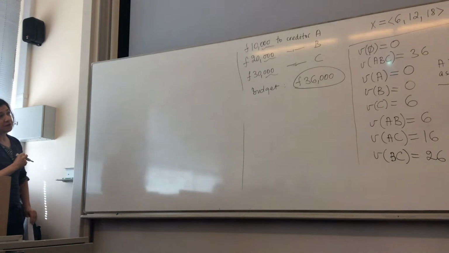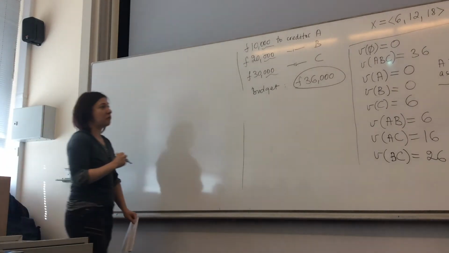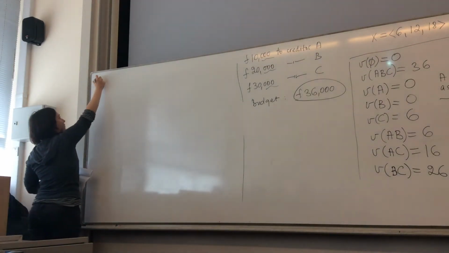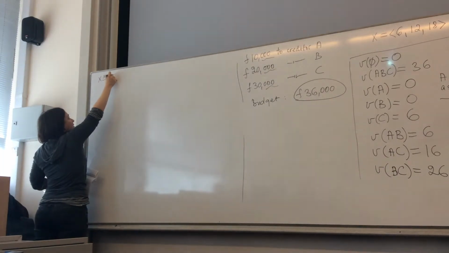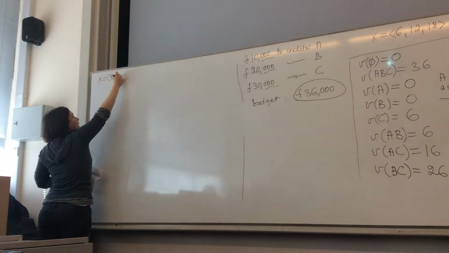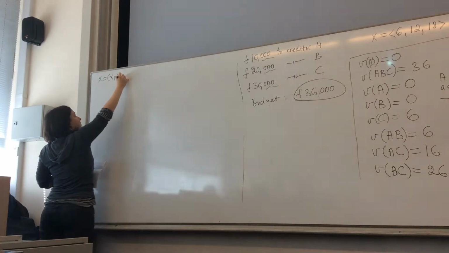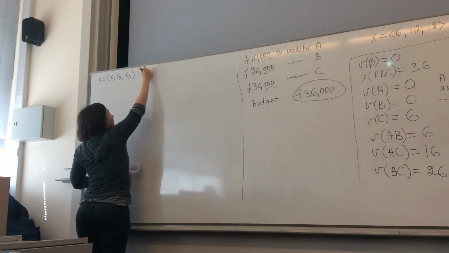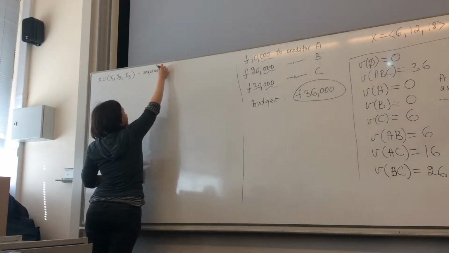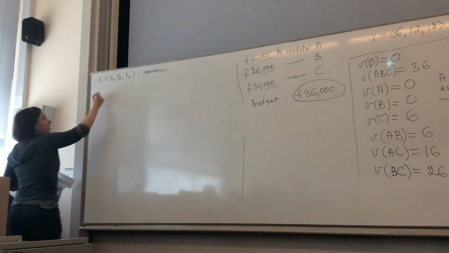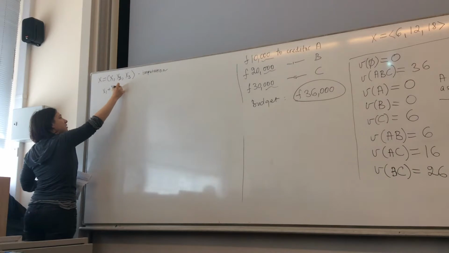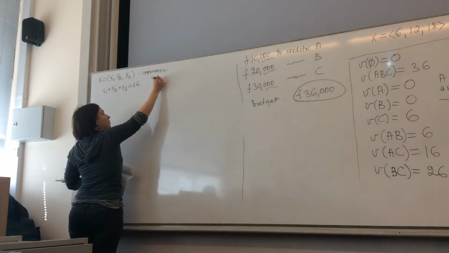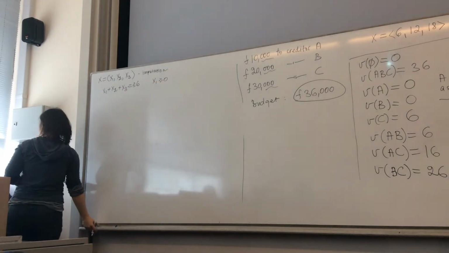So, how do I look for an imputation which is pure? So let us have an imputation X, specifying the payoffs for the three creditors, A, B, C. So that means that the sum of those payments must be 36, right? And each of them is also non-negative.